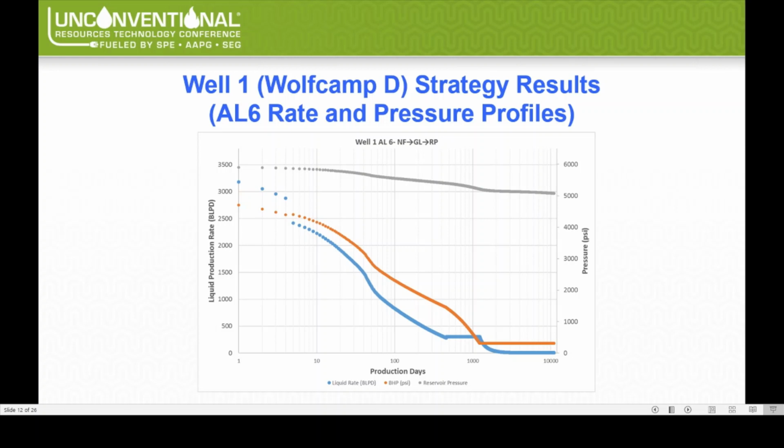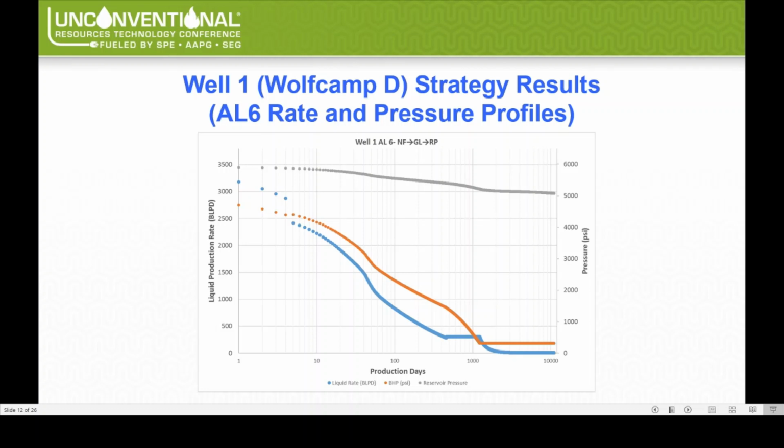Here are the pressure profiles for the optimal artificial lift strategy that we were looking at. So we're looking at liquid rate, which is in the blue, your bottom hole pressure, which is in the orange, and you have your reservoir pressure, which is in the gray. You'll notice that reservoir pressure doesn't necessarily change much throughout time.